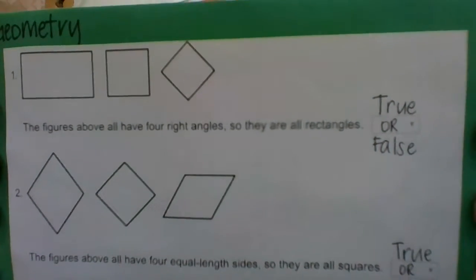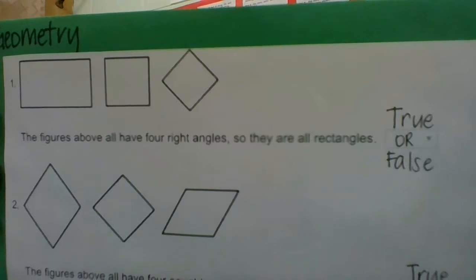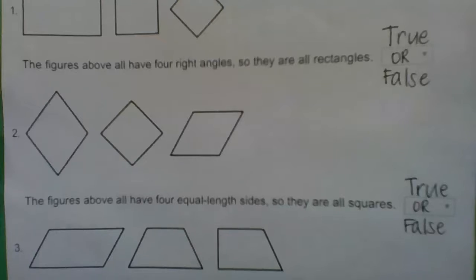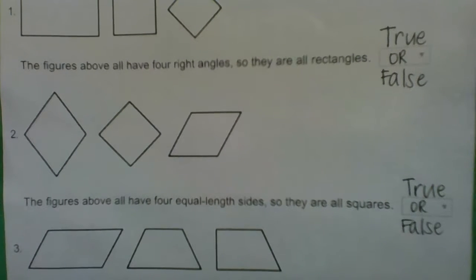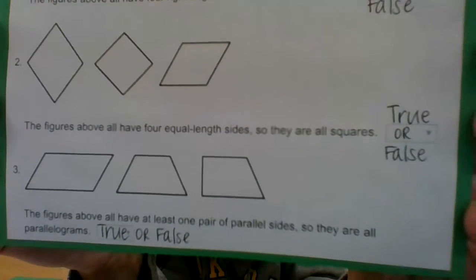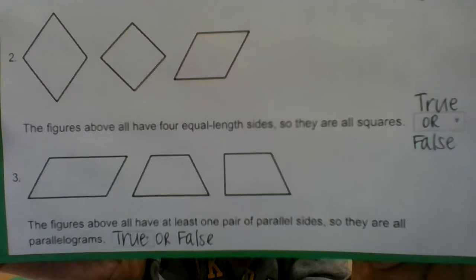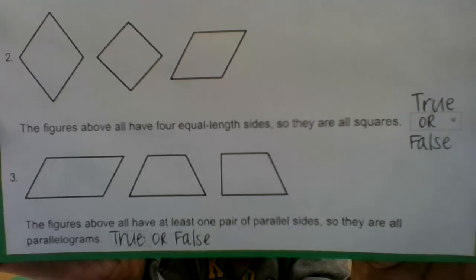Geometry. The figures above all have 4 right angles, so they are all rectangles. True or false? The next one. The figures above all have 4 equal length sides, so they are all squares. Number 3, the figures above all have at least 1 pair of parallel sides, so they are all parallelograms. True or false?